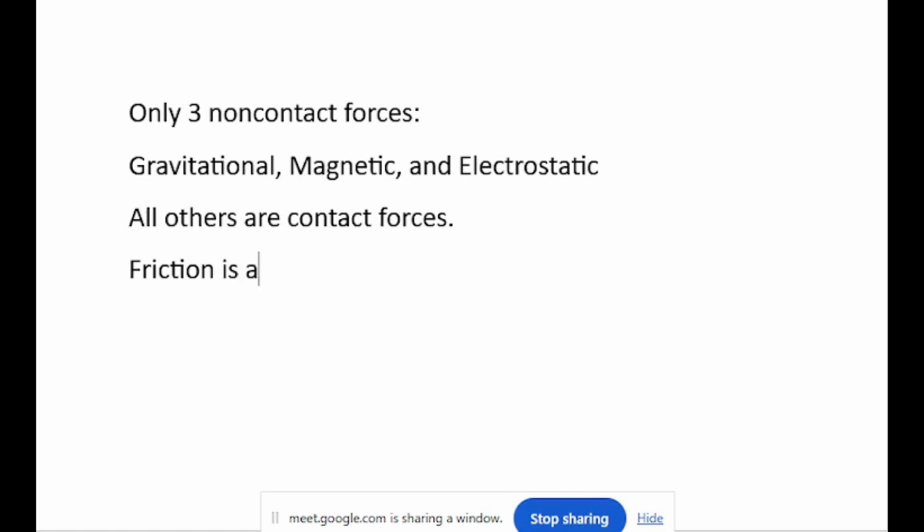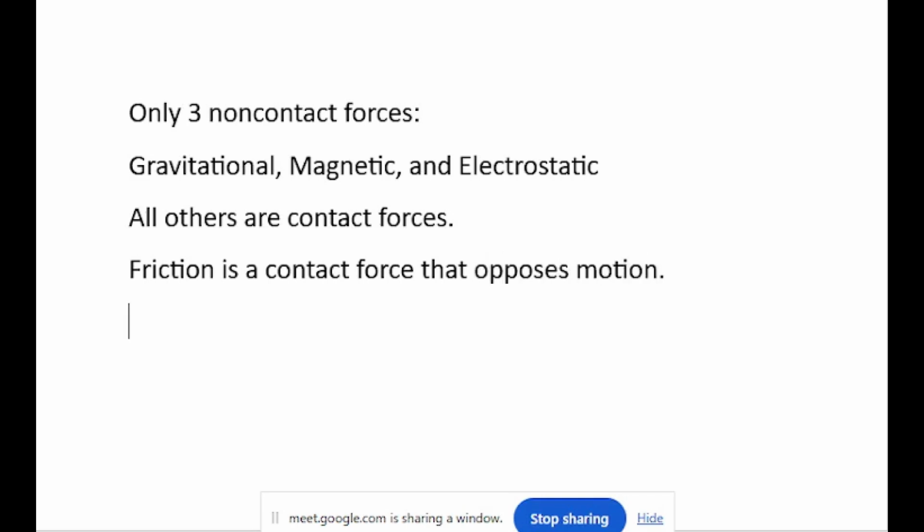Friction is a contact force. And what does it do? What is the work of friction? Friction has only one work. What does it do? It tries to oppose motion. That opposes motion, against motion, tries to stop a body from moving.